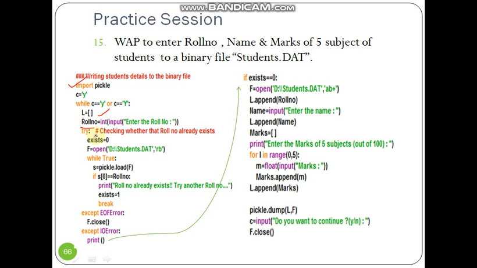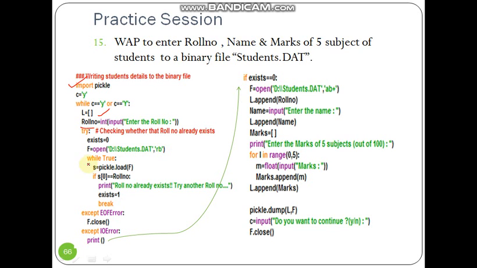We are making a variable exist for this utilization. That means it checks whether that roll number already exists in the file. If it does not, it is 0. If it is there, we make it 1 within this loop. So exist is 0 now. Then we are opening the binary file for read purpose.